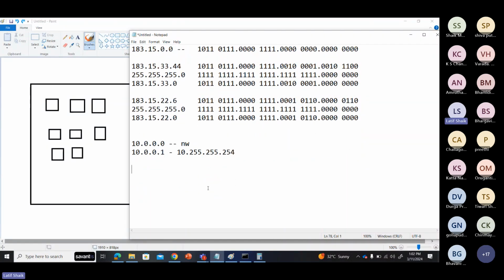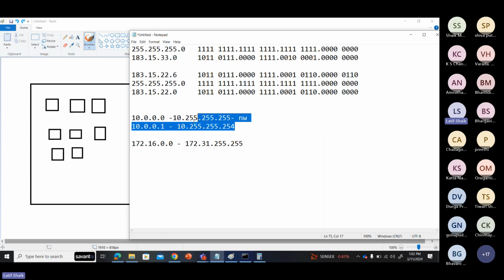The same goes for class B. In class B also, they have given a range from 172.16.0.0 to 172.31.255.255. This is the entire range. Here you can also write it like the standard 255.255.255. Okay, this is a single network only.